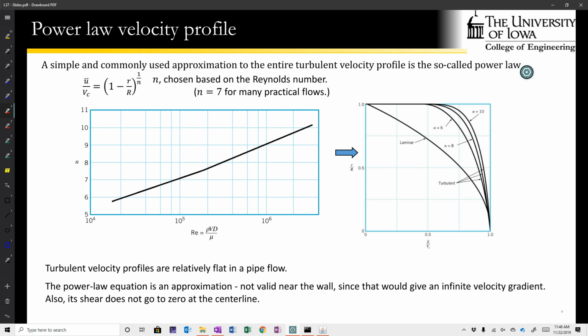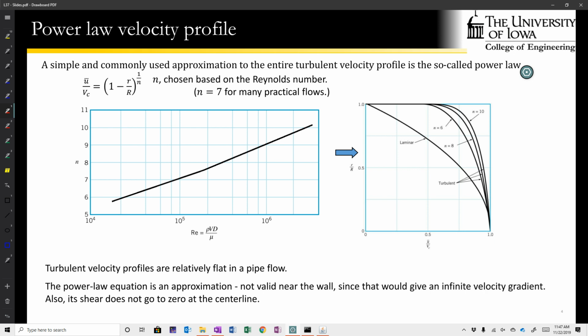So here's a graph showing the value of n that's been empirically found for different values of the diameter-based Reynolds number. Now, for a lot of engineering flows, the Reynolds number you're dealing with is going to be somewhere in the 100,000 range, and n equals 7 is a really common first approximation. A subset of this velocity distribution has been called the 1/7 power law. But the idea is that, shown here, is the dimensionless velocity profile, so u over the center line velocity, and r over the radius of the pipe, so 0 to 1, 0 to 1.